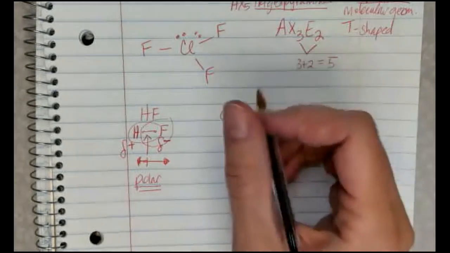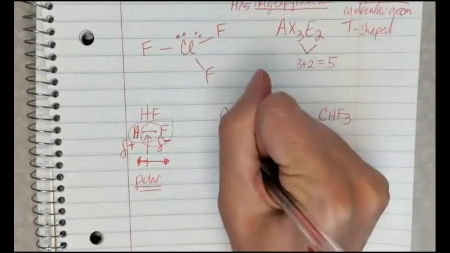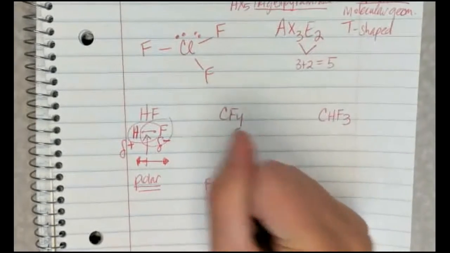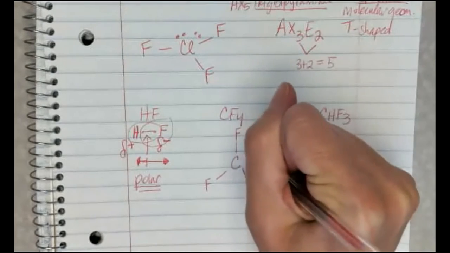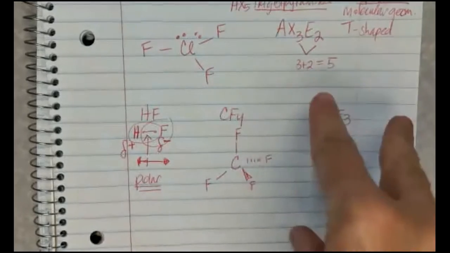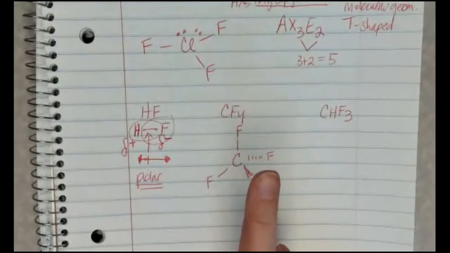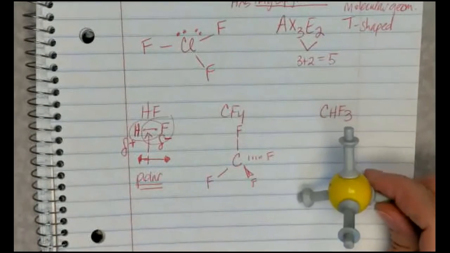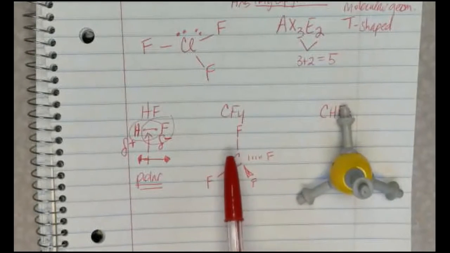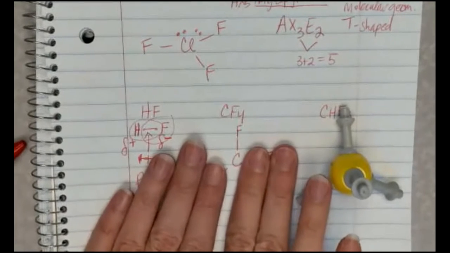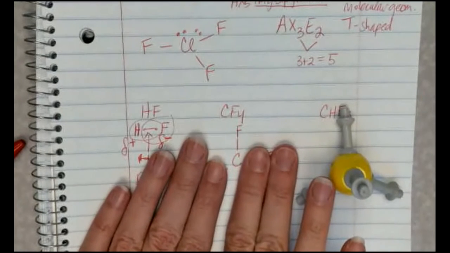The CF4, like the CH4, is going to be a tetrahedral shape. What we would have is our sort of triangular pyramid base, right? That little tripod, and then the fluorine sticking up. So that was this shape here. And we know that the carbon-fluorine bond, if I didn't have any other fluorines here to worry about, if I was just looking at the carbon-fluorine bond, would be polar.